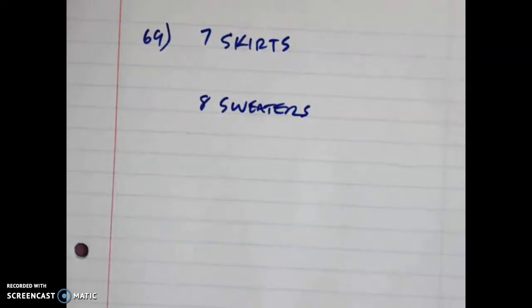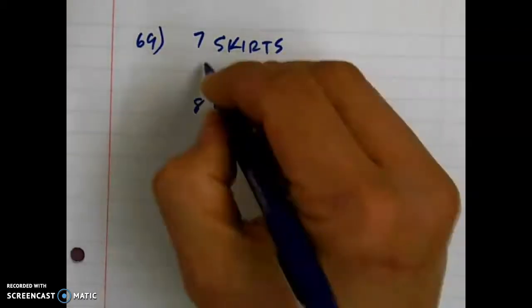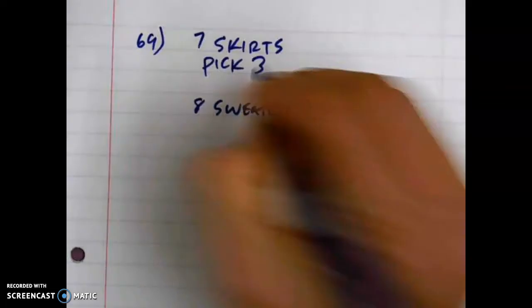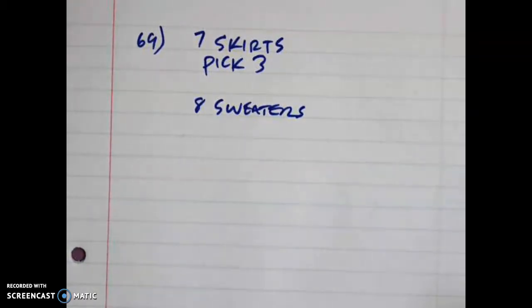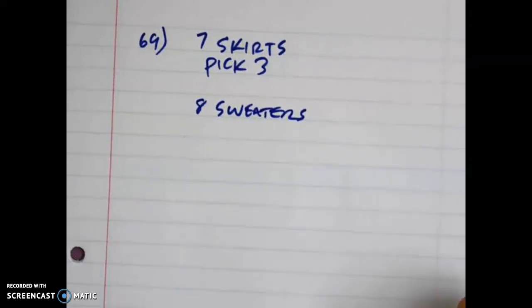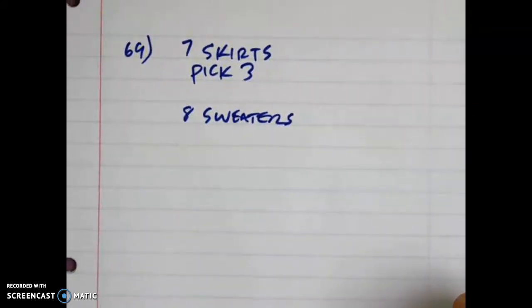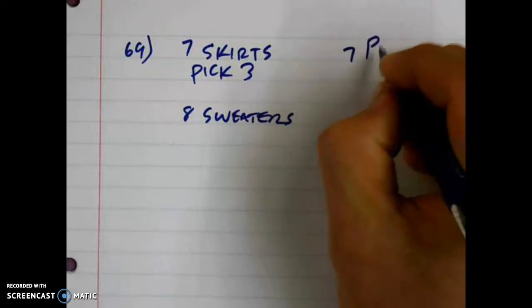Okay, so if I had 7 skirts and I'm picking 3, do they have to be in a specific order? Mannequin 1, mannequin 2, mannequin 3. Do they have to be in a specific order? Yes. Why? Because having blue, red, green is going to be different than having green, red, blue. It's a different display. And by the way, we didn't do combinations yet, so that's a good indicator that you have to have it in a specific order. So we have 7 skirts and we're picking 3, so we have 7P3.